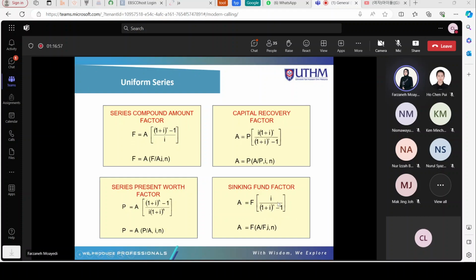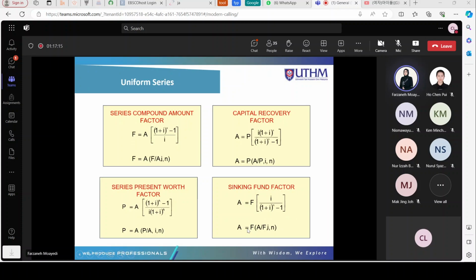And the last one is the sinking fund factor, where you want to know how much, for example, you need to be saving every single month. So you want to know A, the uniform series, to have a certain amount of money in the future.